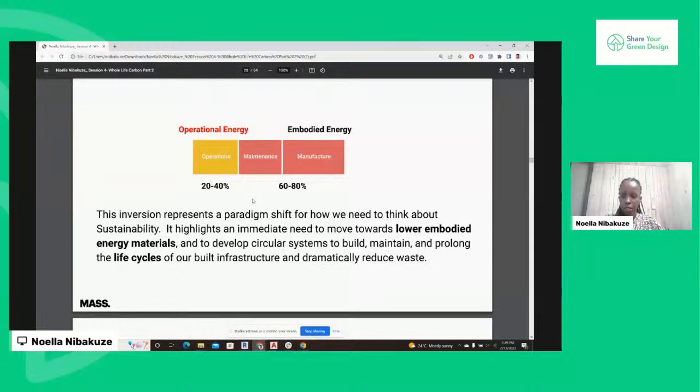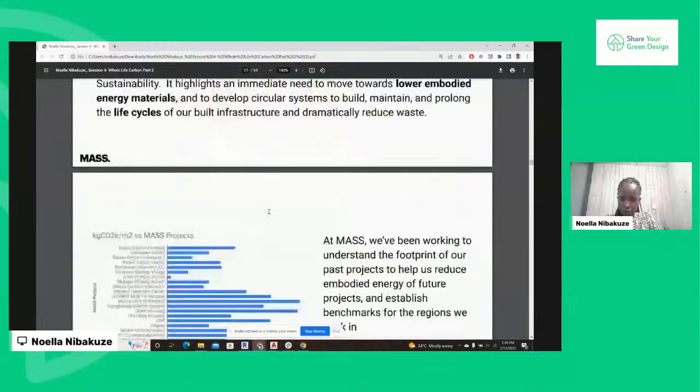So it's not only when the building is done, but how can you reuse it, for the circular systems, like I mentioned.